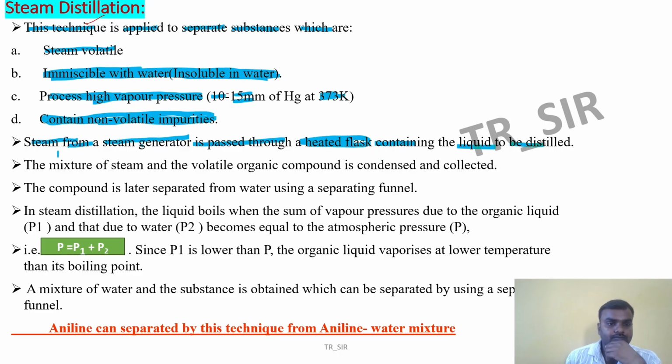Repeat once again. Steam from a steam generator is passed through a heated flask containing the liquid to be distilled. Now, the mixture of steam and the volatile organic compound is condensed and collected. Okay, so here what happened? Simple. The concept is not difficult here.